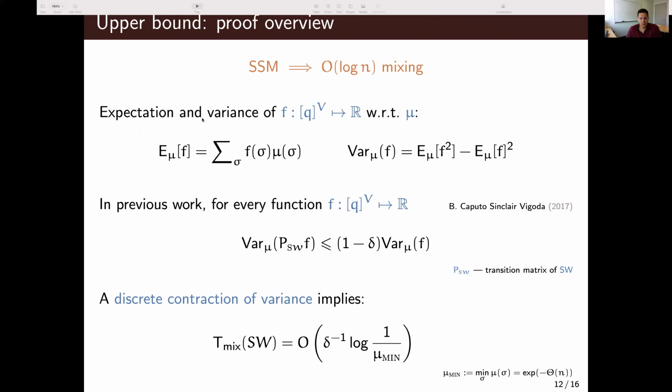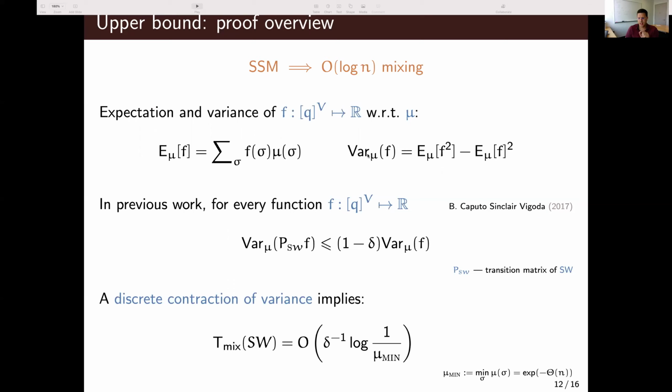So let me introduce some notation here. We have a function f from the set of configurations to the reals, and we look at the expectation of that function with respect to the measure mu. That means we sum over all the possible configurations, look at the value of the function at that particular configuration, and multiply it by the probability of the configuration. Likewise, we can define variance with respect to the measure mu.